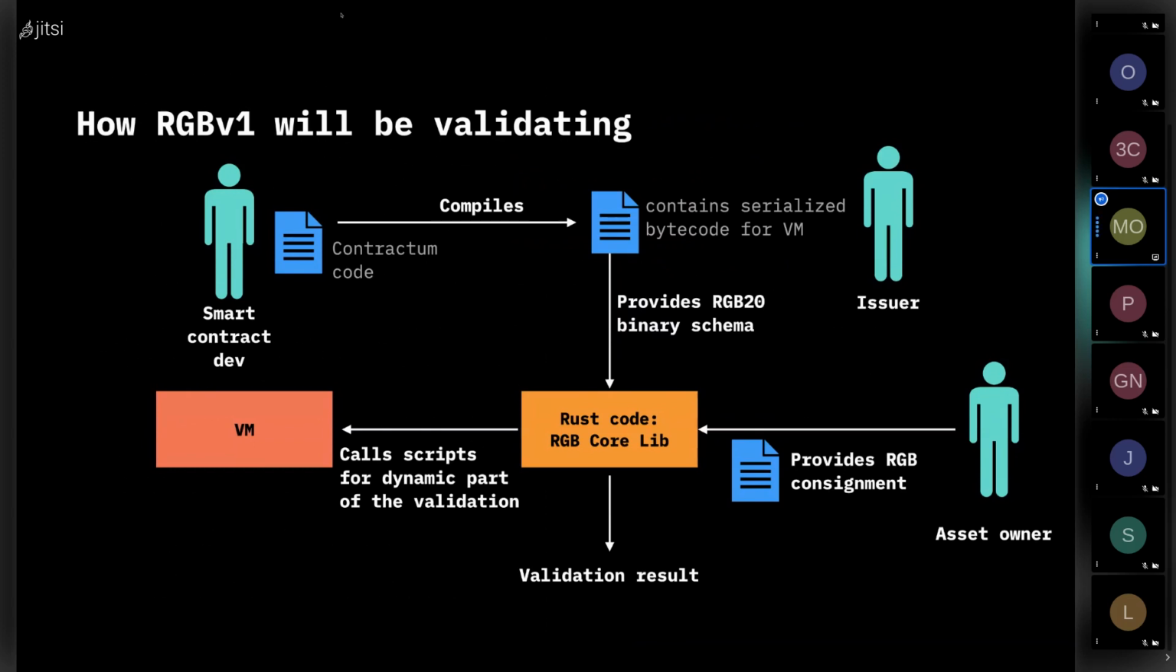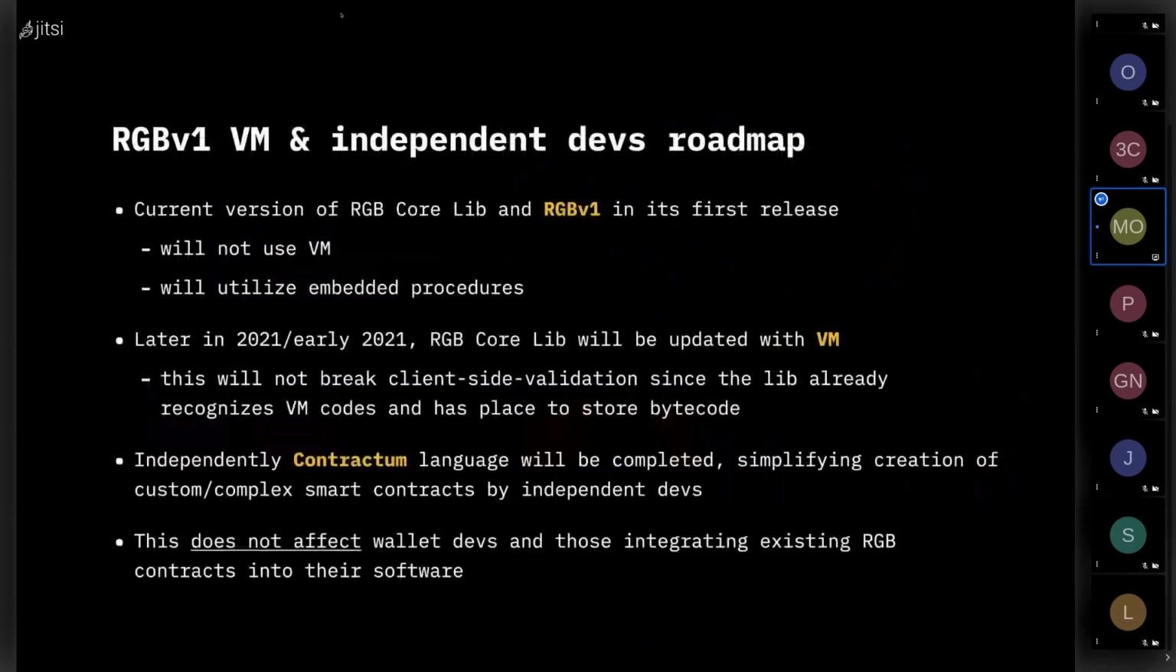And when the asset owner receives a transfer, he will get the consignment and call the core library together with the schema, because the consignment will contain this schema. And the core library will be calling the virtual machine on the dynamic part of the validation. And the virtual machine will do the dynamic part of validation in the sandboxed environment.